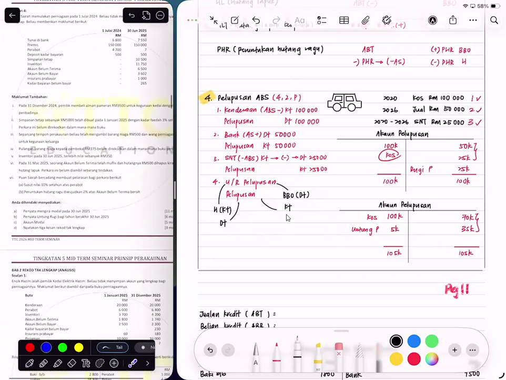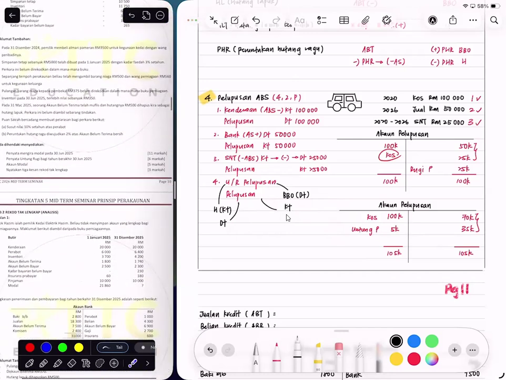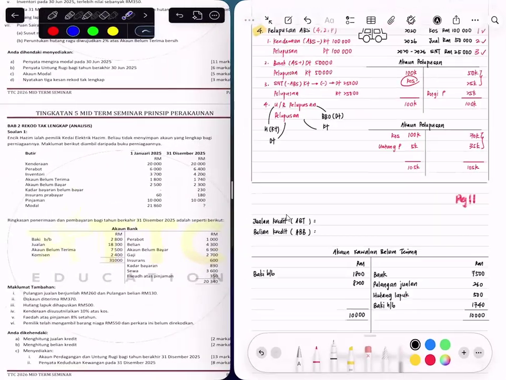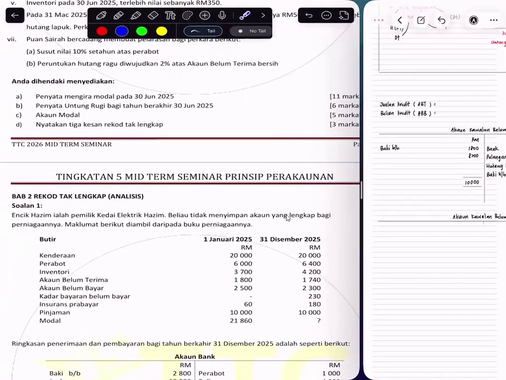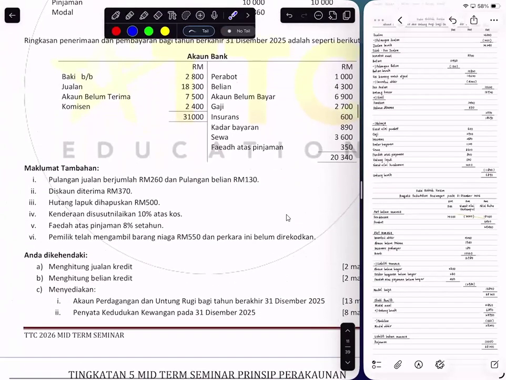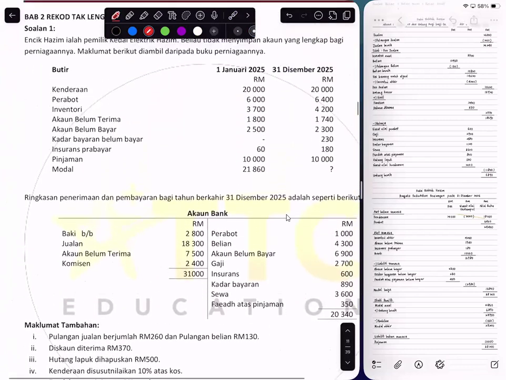Then let us go to page number 11. Page number 11, part A. We need to calculate jualan kredit and belian kredit. Jualan kredit means ABT. Belian kredit means ABB. So what we want to look for now is ABB and ABT. And you also need to prepare the account kawalan belum terima and belum bayar. Okay, let us find out.